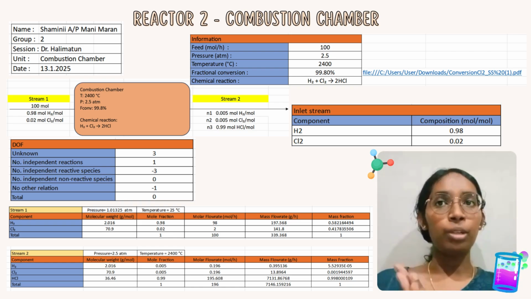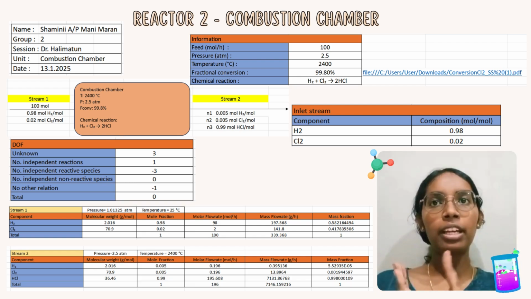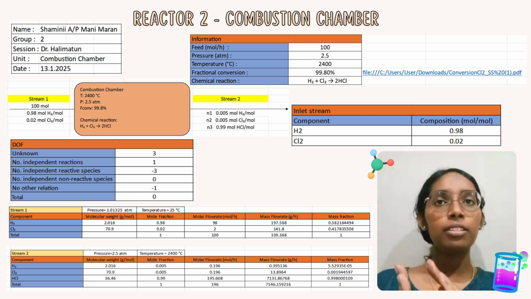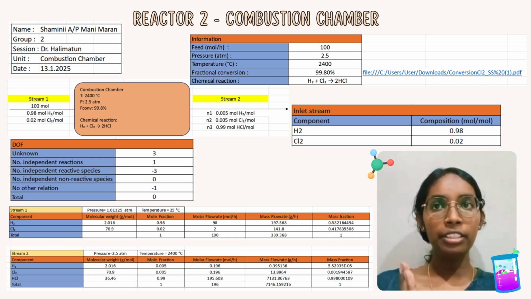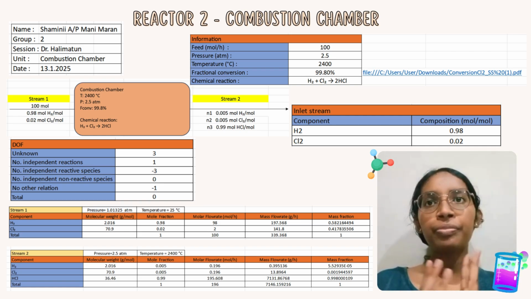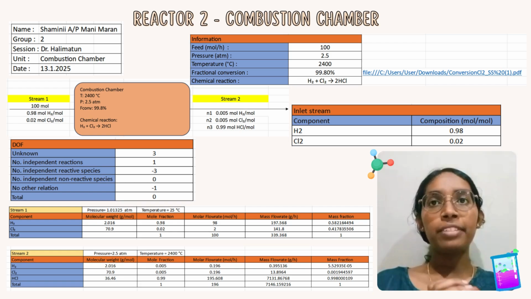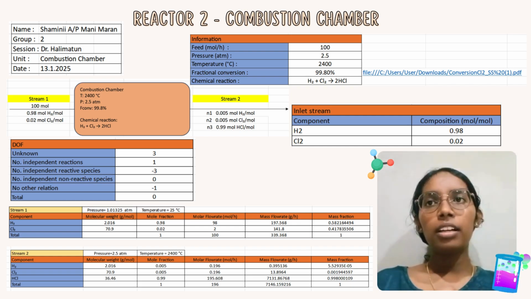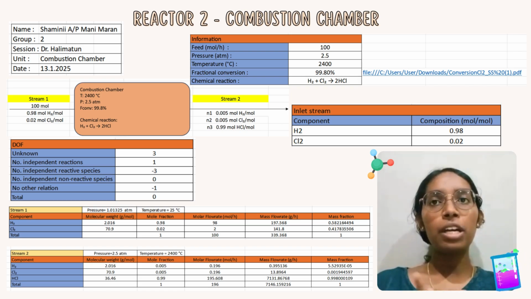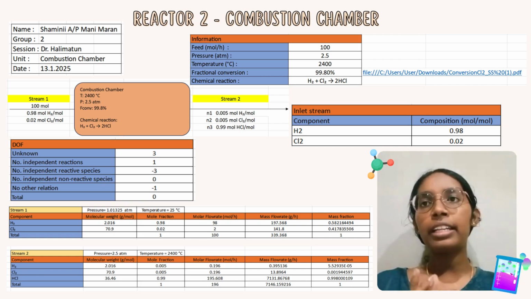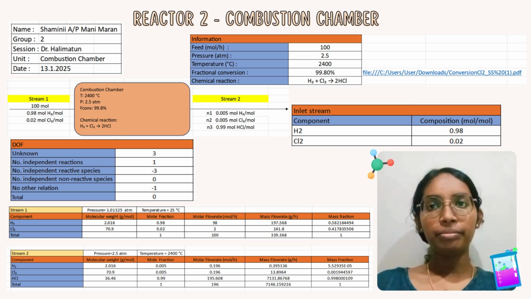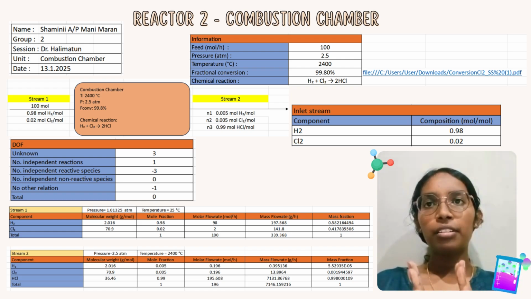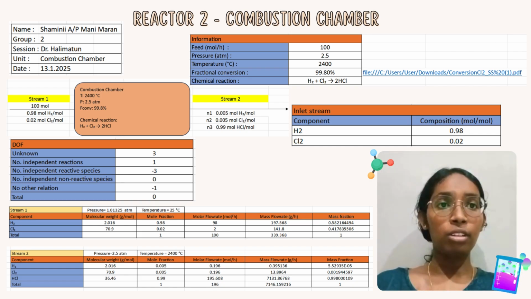So let's start from stream 1. It has a pressure of 2.5 atmosphere and a temperature of 2400 Celsius, which remains unchanged for this reaction. The components we have are two. To find the molar flow rate, I multiply the mole fraction, which is given, with the feed, which is 100 mole per hour. And then for stream 2, as I said, the pressure and temperature are unchanged, and to find the molar flow rates for H2, Cl2 and HCl, we will be using the fractional conversion.